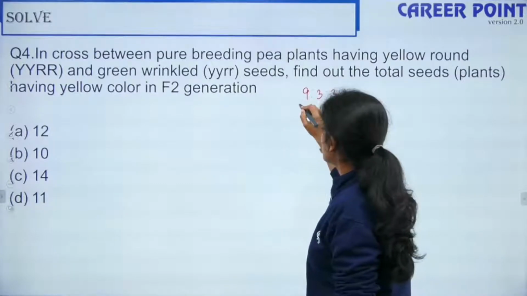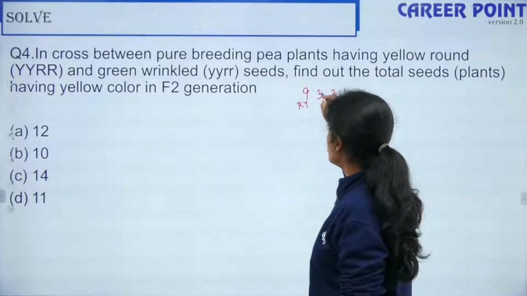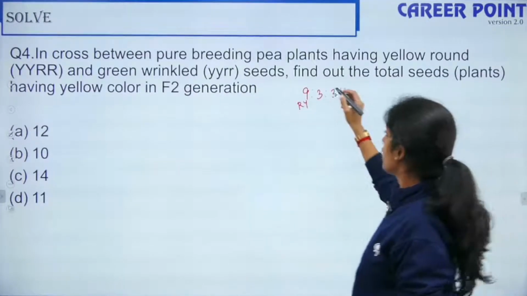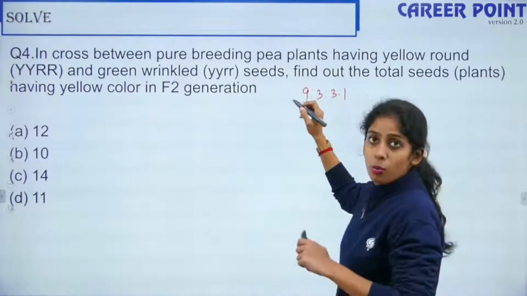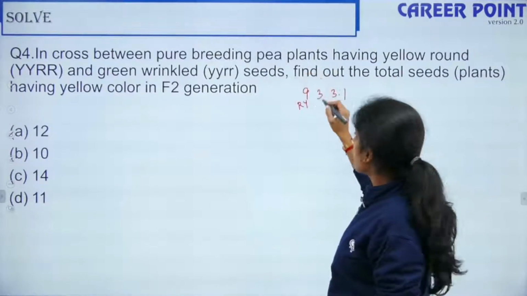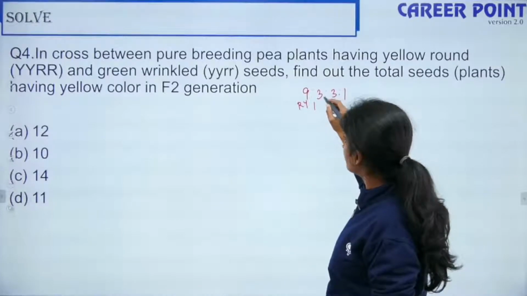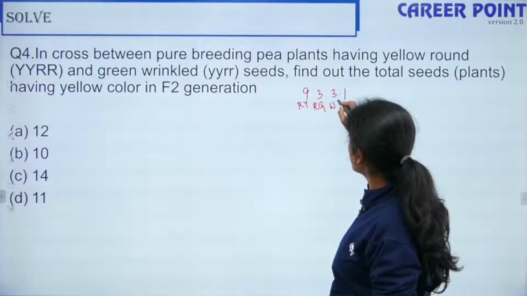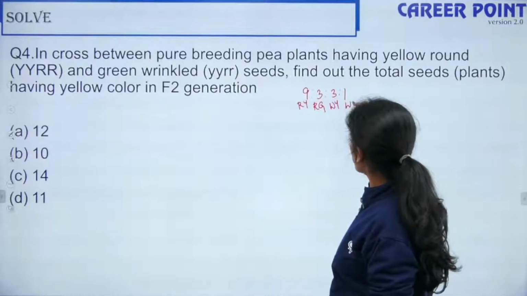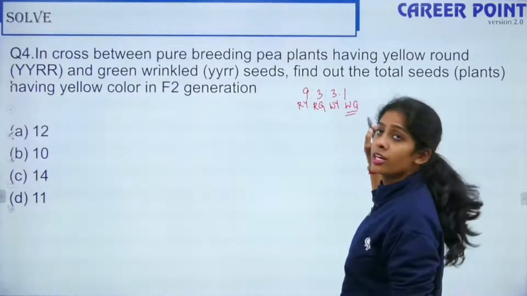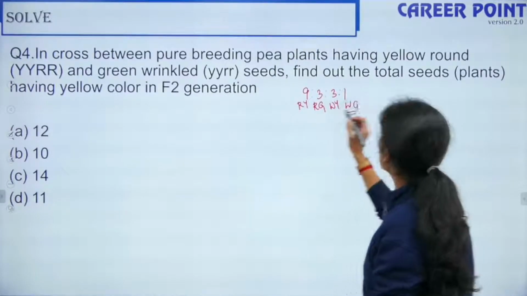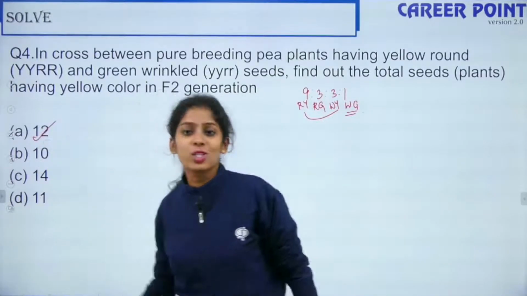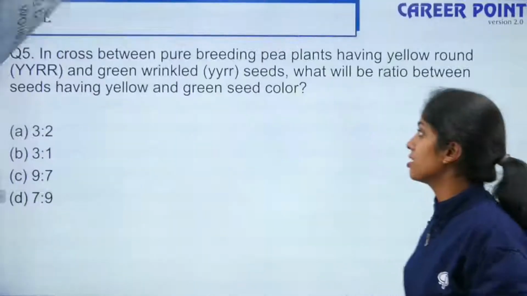9:3:3:1. So this is round yellow, right? If we are talking about the first character, it will be round yellow, and the other, vice versa, round green, wrinkled yellow, and this can be wrinkled green. This is completely recessive type, right? So how many of the seeds will have yellow color? 9 plus 3, that is 12. So 12 out of 16 seeds will be yellow in color. So here the right answer is option A.